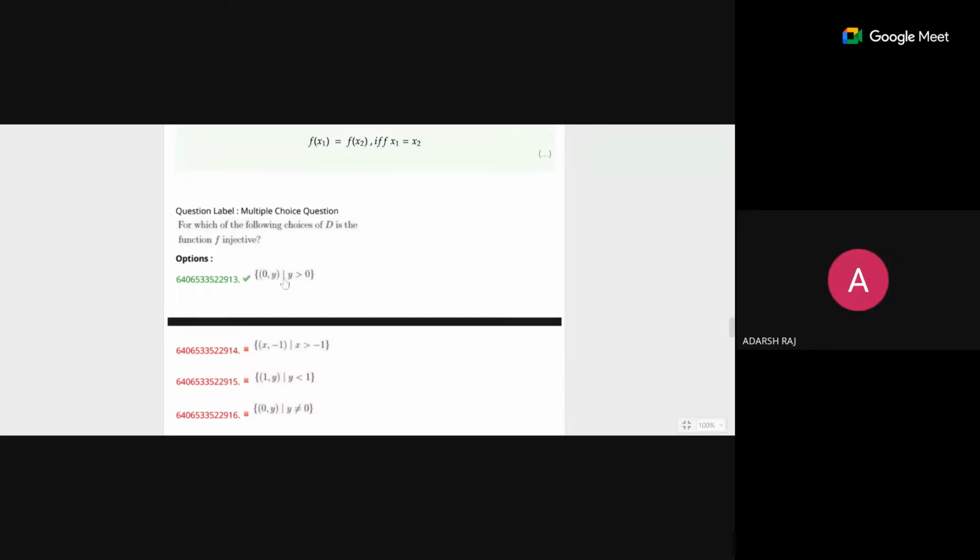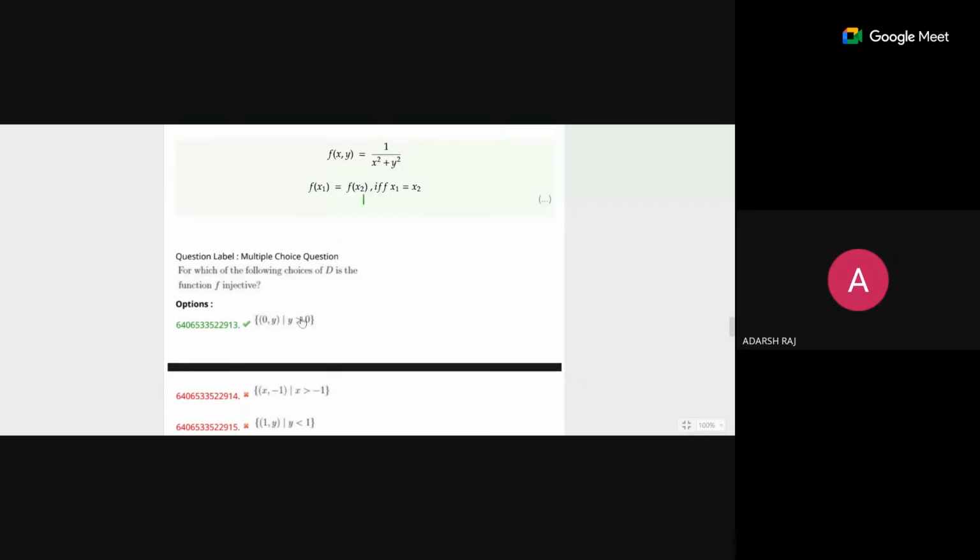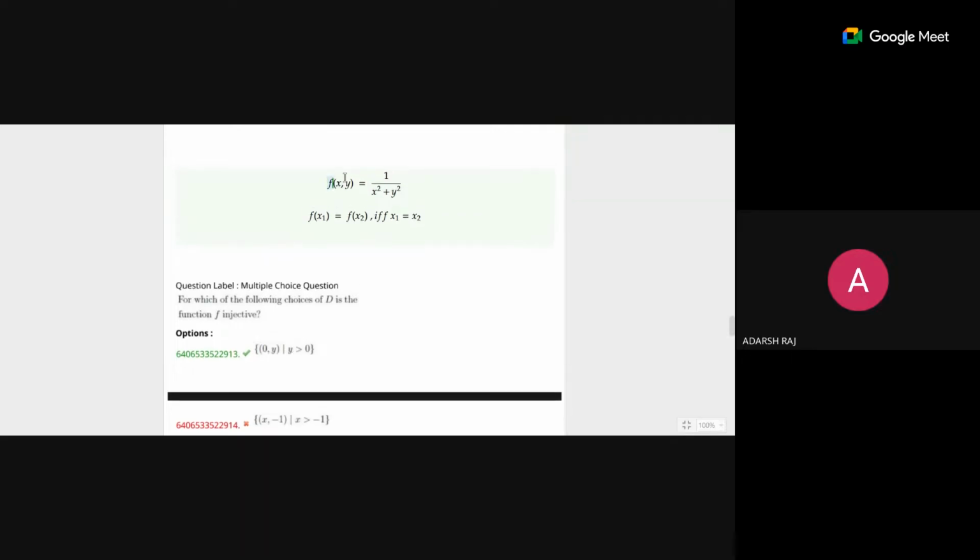So the first option says that if the value of x is 0 and this is our input, if you take x equal to 0 and y greater than 0, and take this as a domain, will this function be injective in this domain?